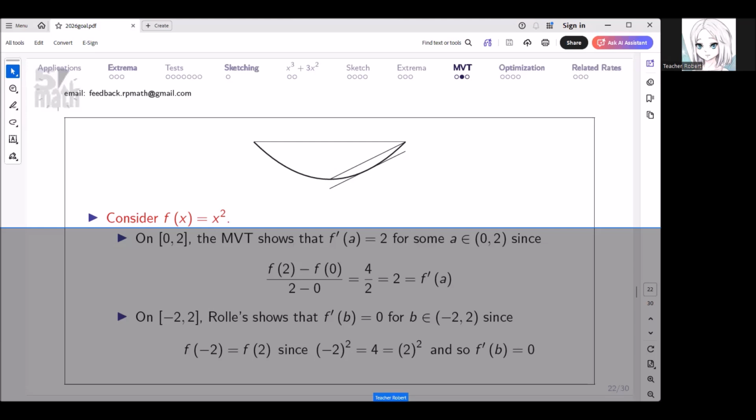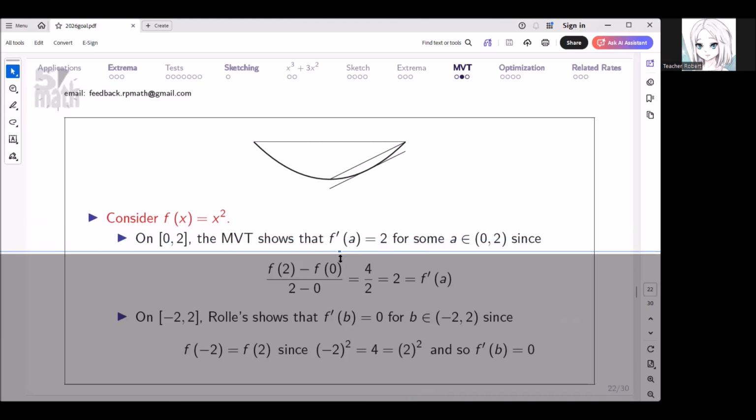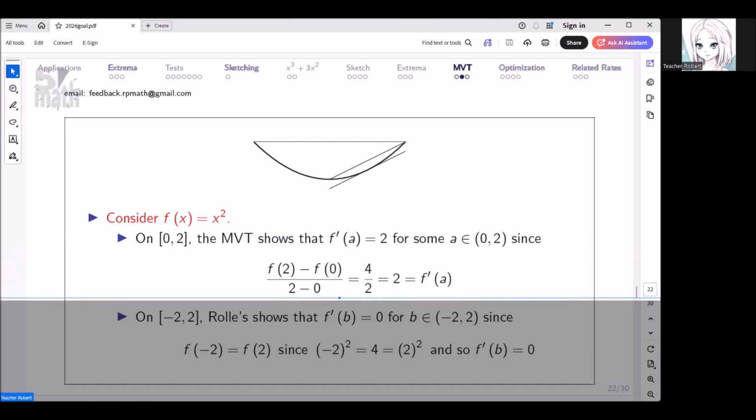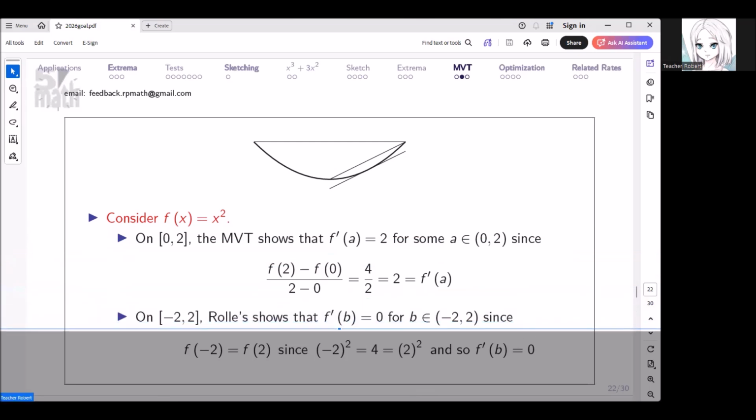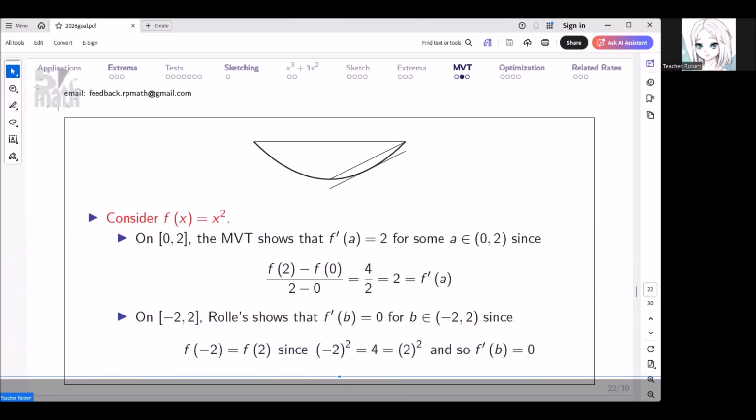Consider f of x equals x squared. On [0, 2], the mean value theorem shows that f prime of a equals 2 for some a in (0, 2), since we have this. On [-2, 2], Rolle's theorem shows that f prime of b equals 0 for b in (-2, 2), since we have this.